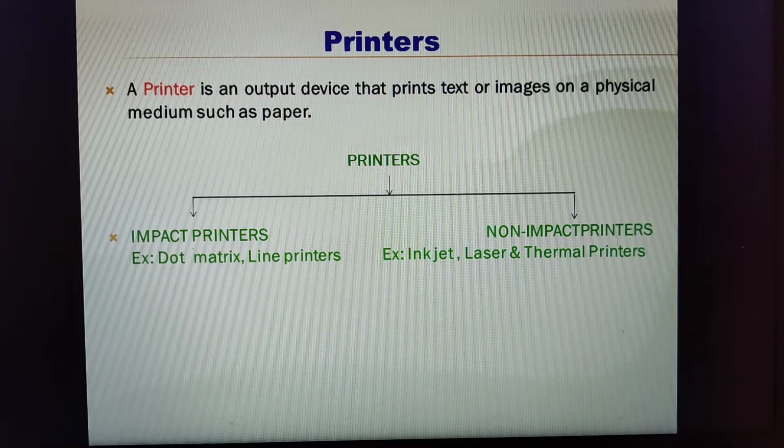Now, the non-impact printers are those printers wherein the ink is stored in printer cartridges. They make use of cartridges, and the flow of this ink is controlled by the processor. So these printers are much faster. They can print color printouts, and they support different font sizes, etc.